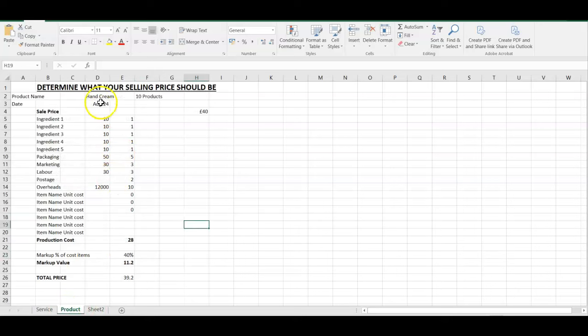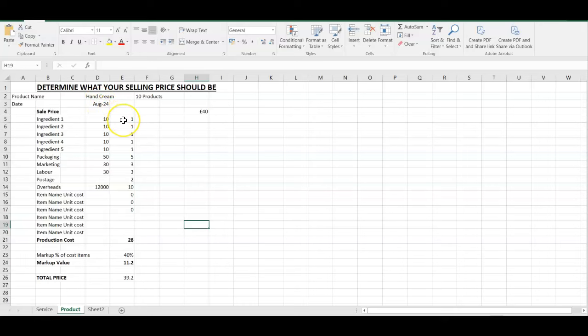Let me give an example here. Let's say I'm creating a hand cream as a product, okay? And my hand cream has 5 ingredients in it, and each box of ingredients has 10 units each, and I'm using all those 10 units to create 10 products in total. So let's say I buy this box of oils and it's got 10 bottles of oil in it, and I'm using 1 bottle for each of the hand cream packs.